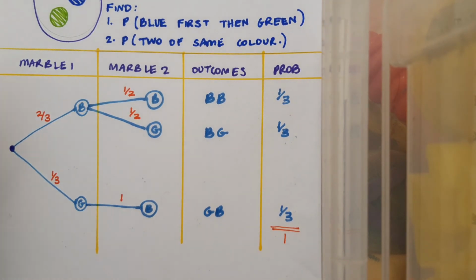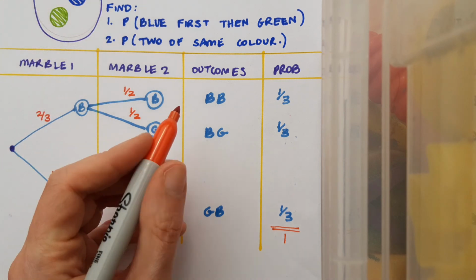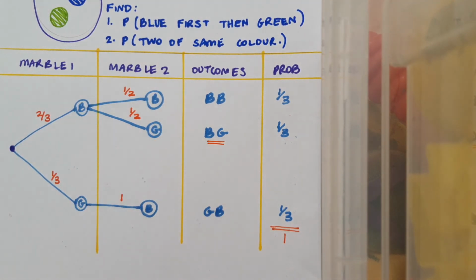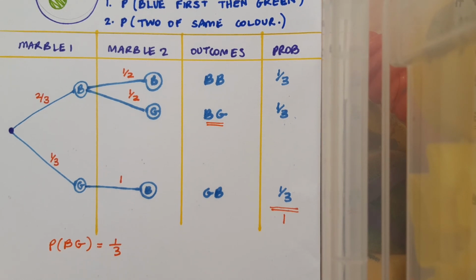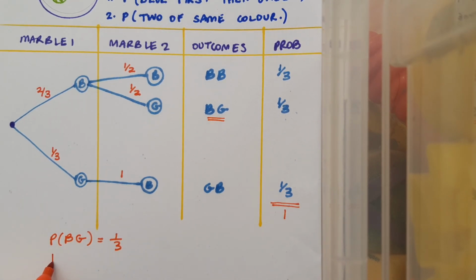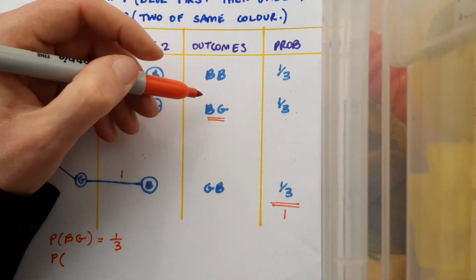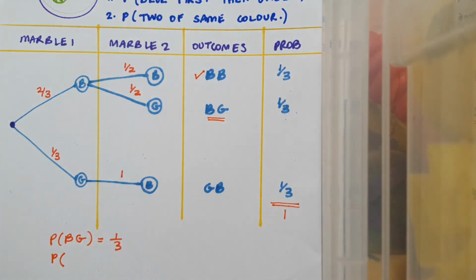So probability that I pick blue first and then green, well, that will be this particular outcome. So probability of blue and then green is equal to 1/3. What is the probability of two marbles of the same colour? Well, when I look down through my outcomes here, okay, well, blue, blue, they're the same colour. It's not possible for me to select green, green, so I don't have anything else to tick. So the probability that the two marbles are the same is just going to be 1/3.